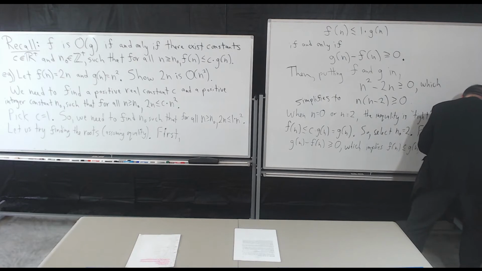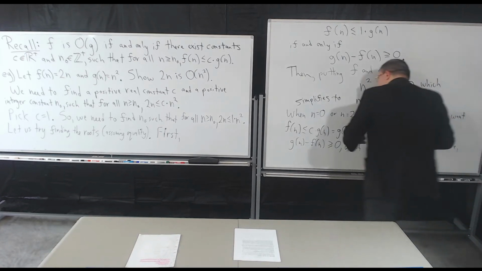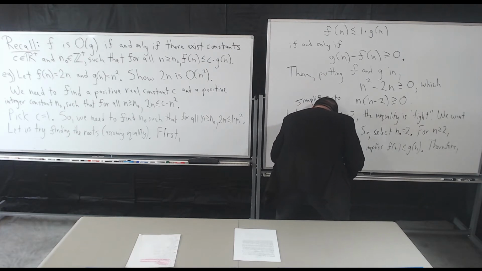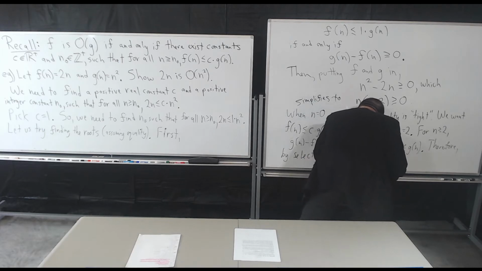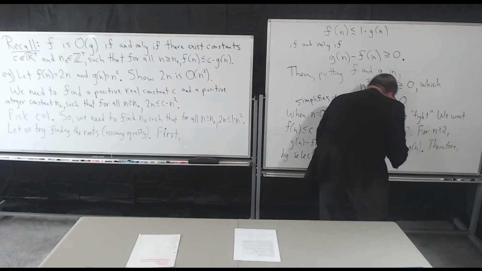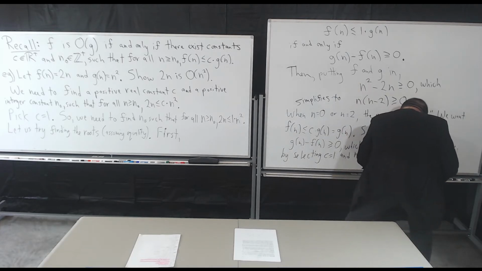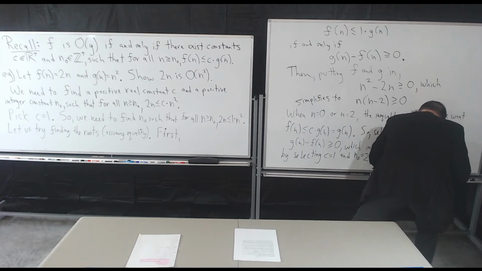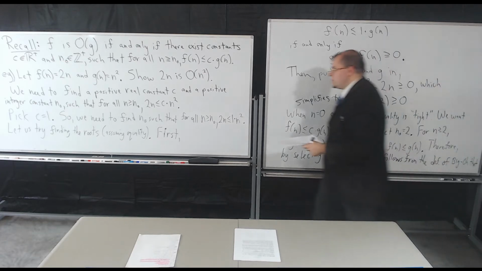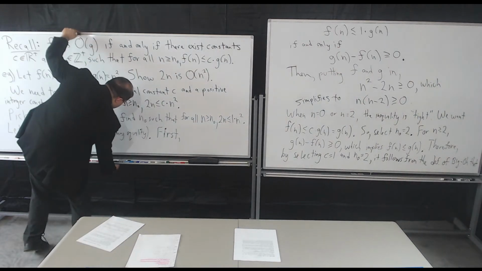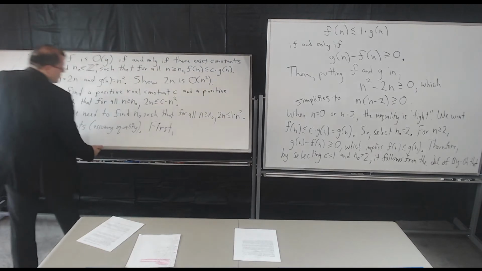Therefore, by selecting c is equal to 1 and n0 equals 2, it follows from the definition of big O that... what does it imply? What does it imply? There goes my eraser. That was a big thud.